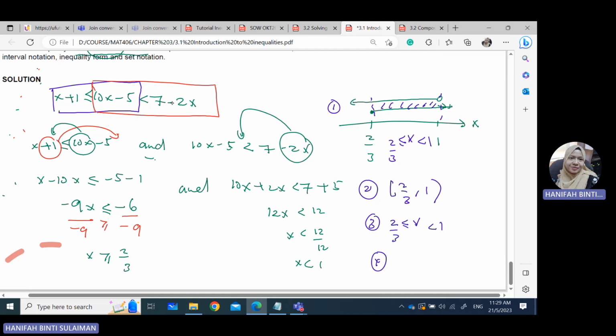And the last one is the set notation. So x is a real number such that x is greater than or equal to 2 over 3 and less than 1. So this one in the set notation. Okay.